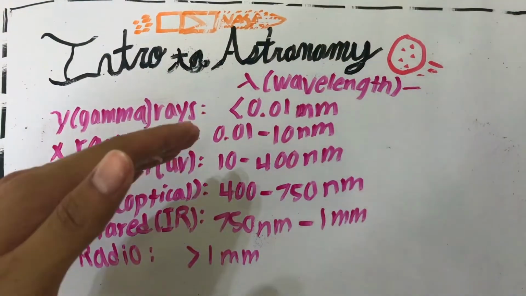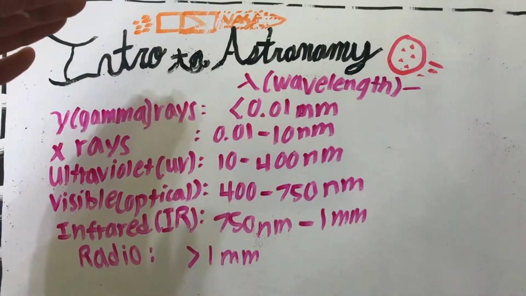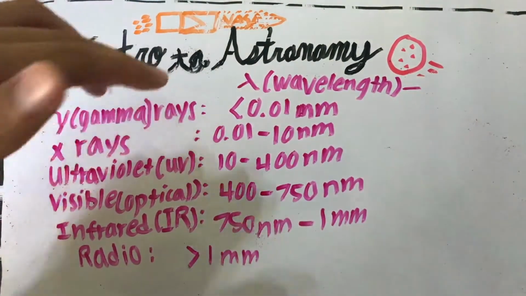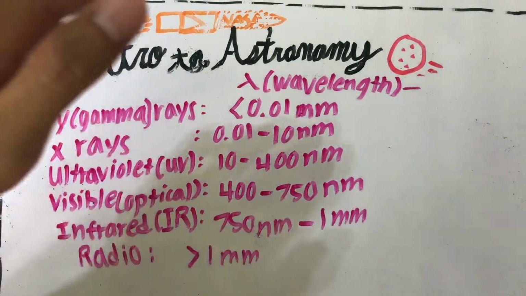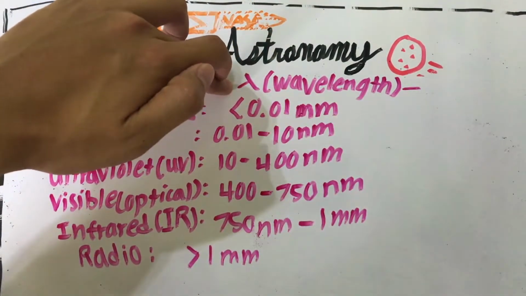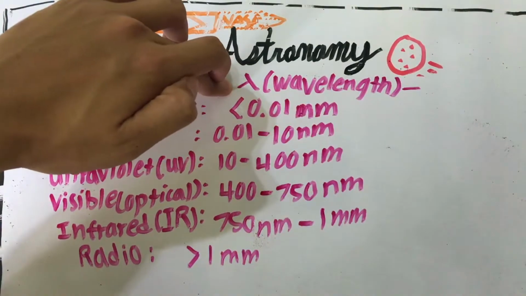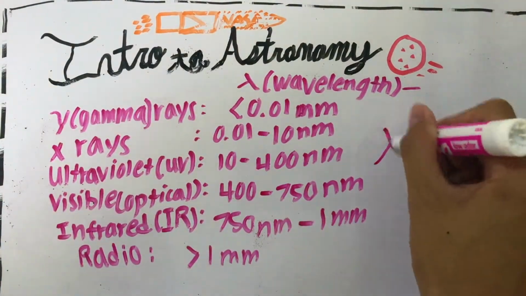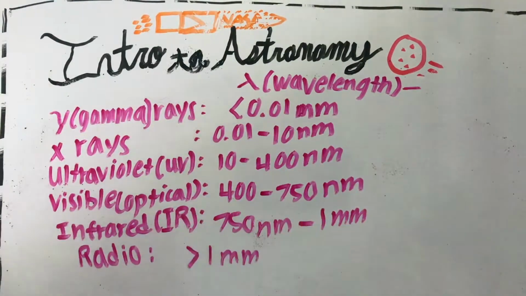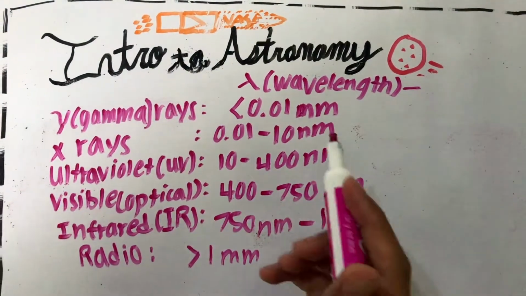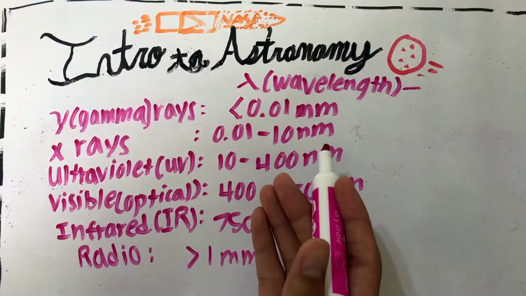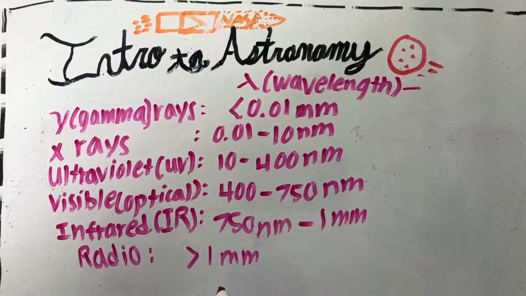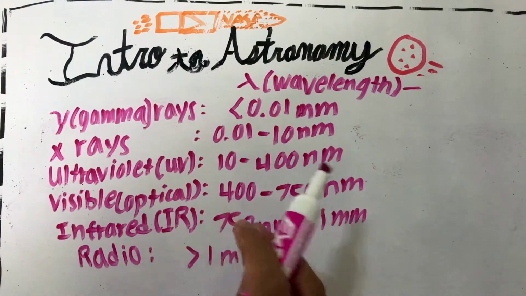So here I've listed the entire electromagnetic spectrum, starting from gamma rays to radio waves. And this is the symbol for wavelength, also known as lambda. For wavelengths, we measure in nanometers, starting from less than 0.01 nanometer all the way to greater than 1 millimeter. So this is the entire range.